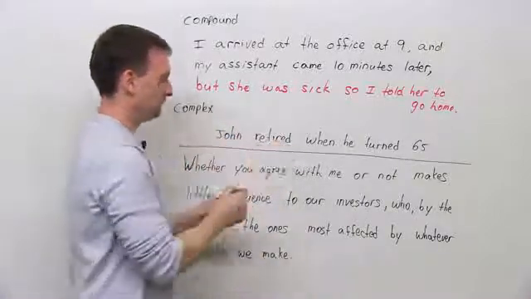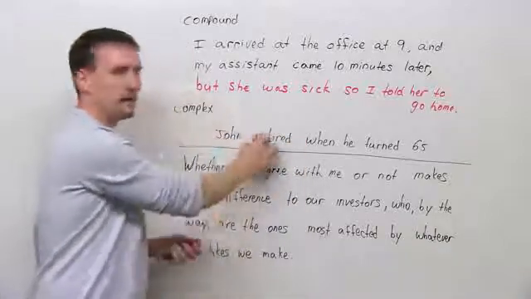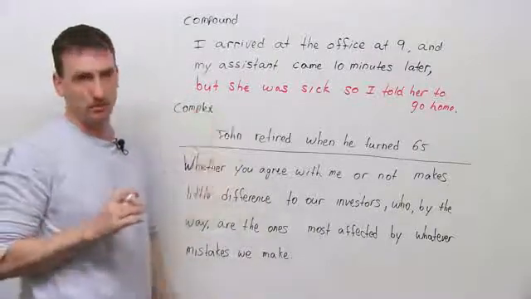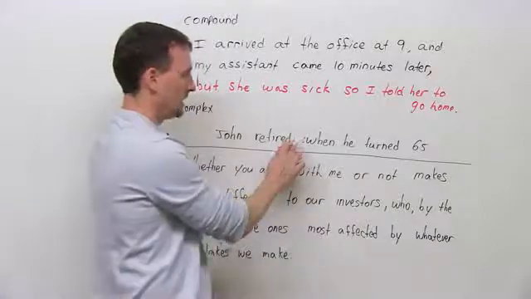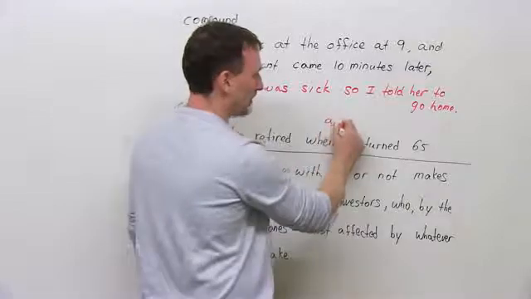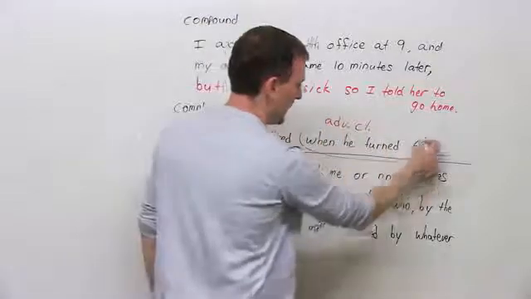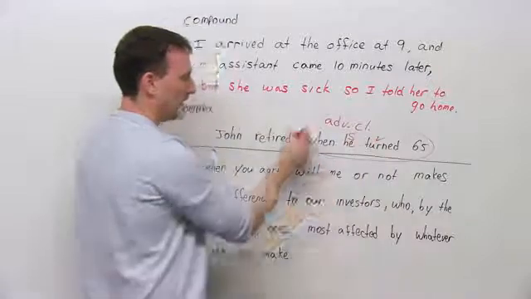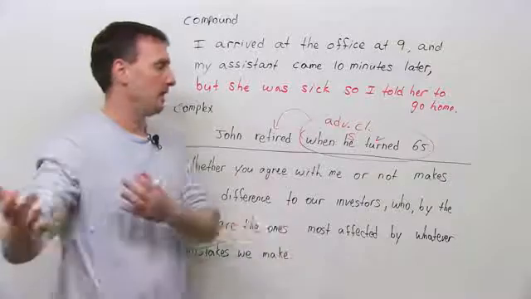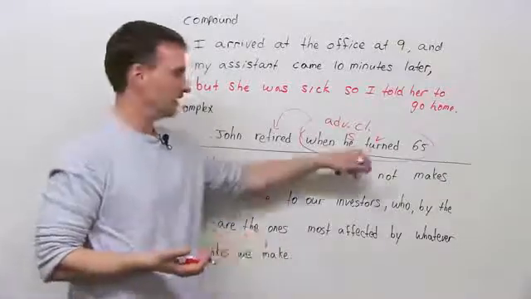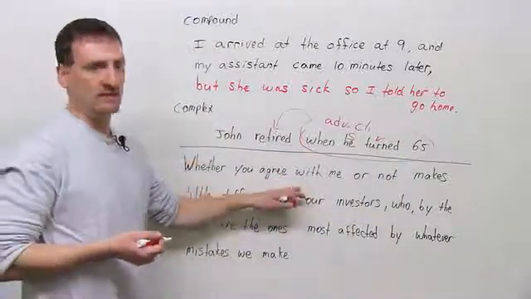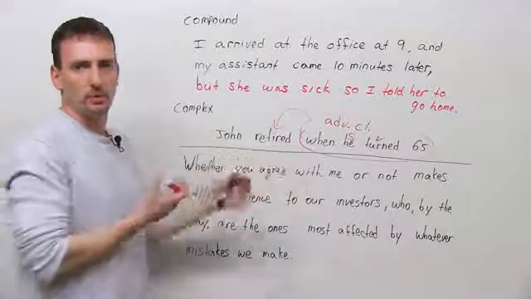John retired. John is the subject, retired is the verb. I have a complete idea. That's all I need to know. He doesn't work anymore. But I want to give you more information. John retired when he turned 65. So this is an adverb clause. Okay, this whole thing is an adverb clause. It has its own subject and verb. And it tells you something about the verb retired. When did he retire? When he turned 65. Turn means had his birthday. Okay? Now this is a complex sentence. It's much longer than this one, but it works in the same way.